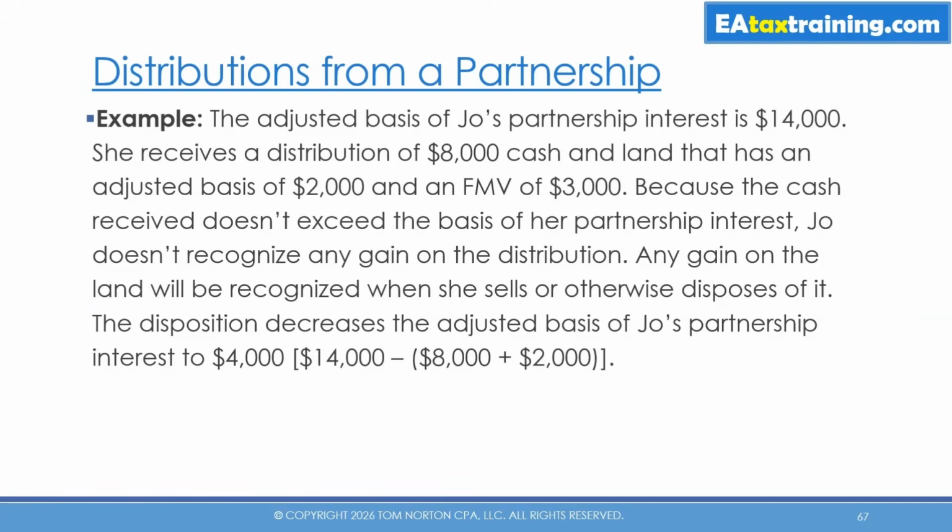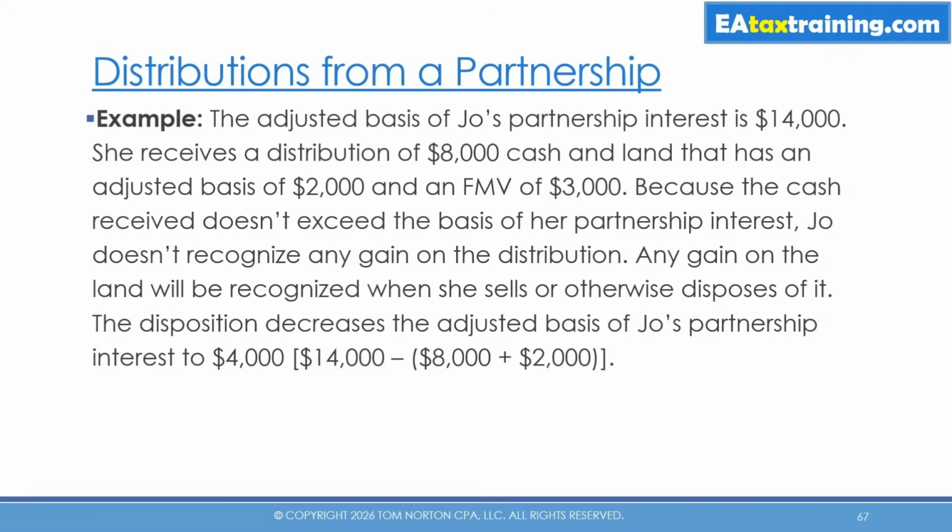So let's look at an example. The adjusted basis of Joe's partnership interest is $14,000. She receives a distribution of $8,000 in cash and land that has an adjusted basis of $2,000 and a fair market value of $3,000. Because the cash received does not exceed the basis of her partnership interest, Joe does not recognize any gain on the distribution. Any gain on the land will be recognized when she sells or otherwise disposes of it.